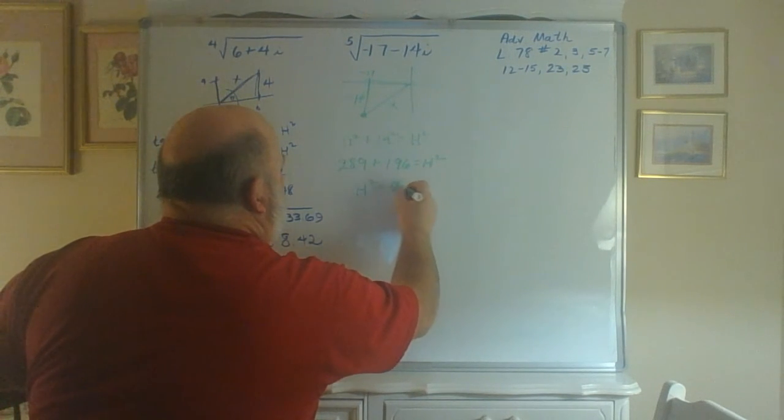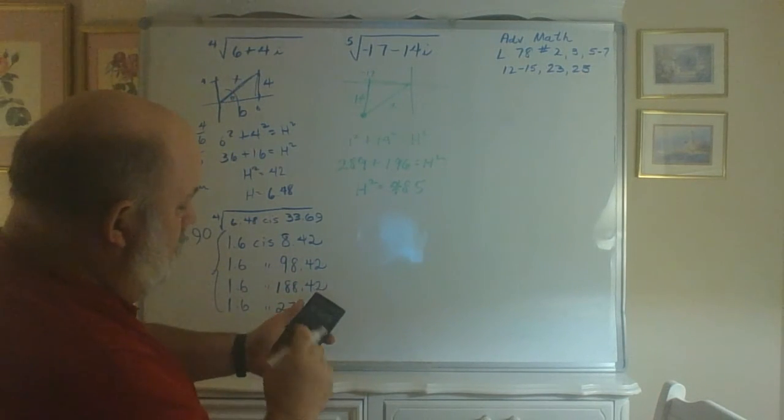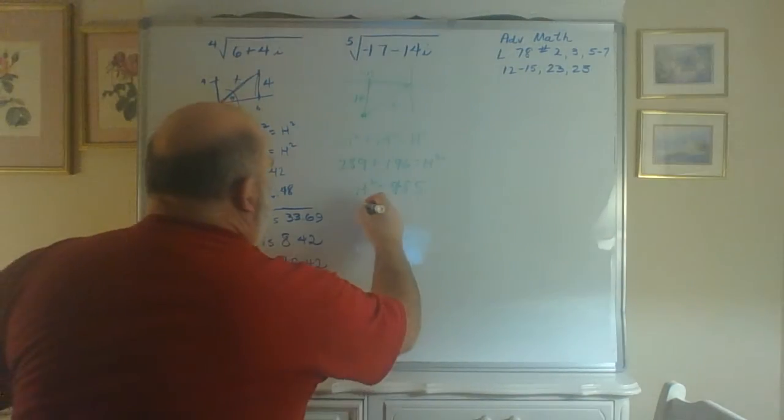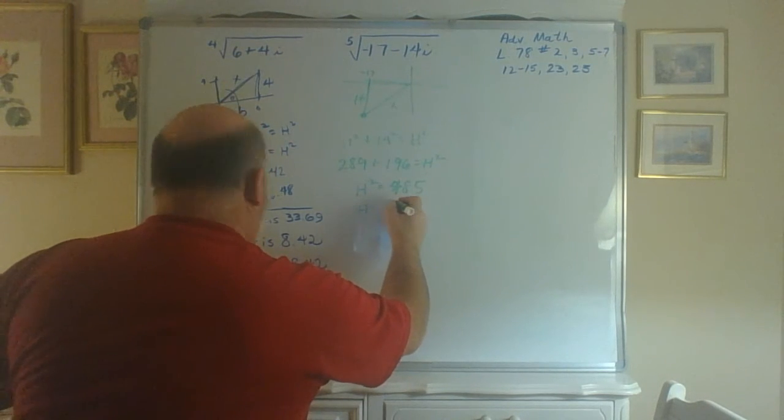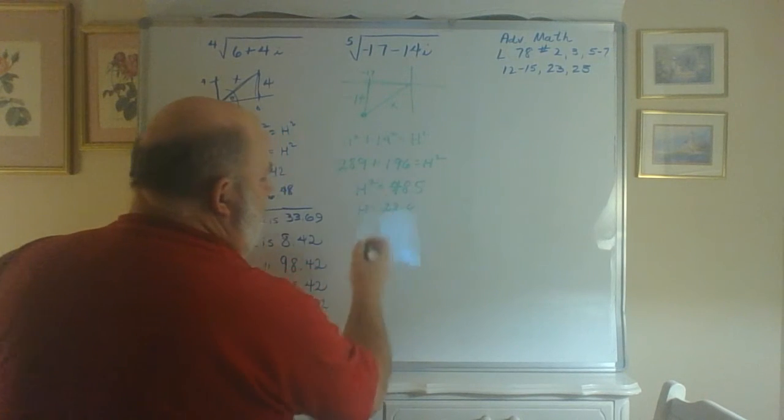So 289 plus 196 equals 485. Oops, wrote that wrong. And I'm going to take the square root of that. And I get my hypotenuse is 22.0227 on that line. Okay.